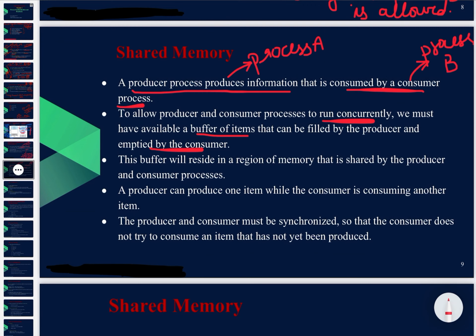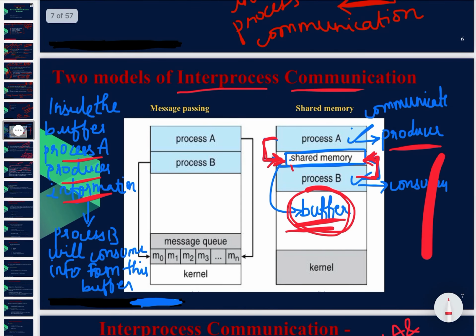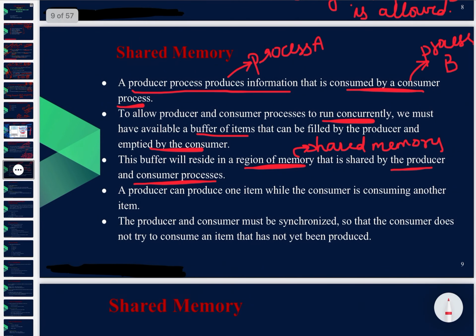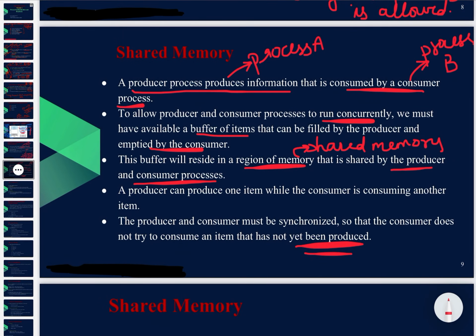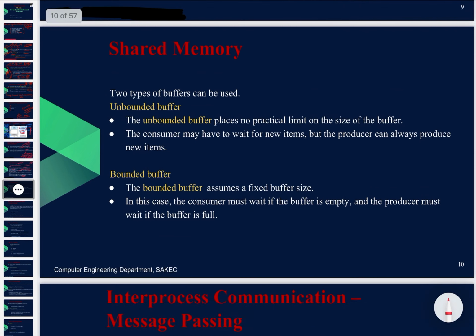This buffer will reside in a region of memory. So it will reside in the shared memory that is shared by the producer and consumer processes. Where will the buffer be present? Inside the shared memory. A producer can produce one item while the consumer is consuming another item. The producer and consumer must be synchronized so that the consumer does not try to consume an item that has not been produced yet. So it should be synchronized to ensure that process B will not consume any item beforehand.